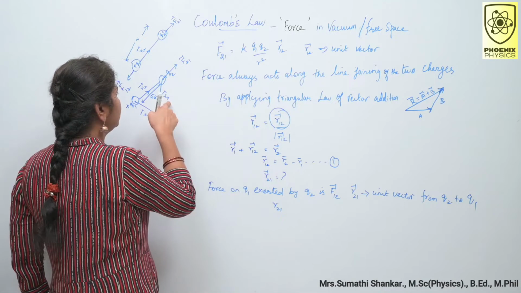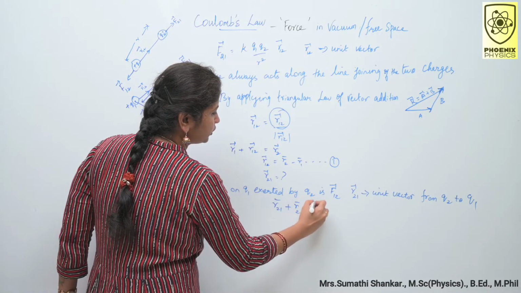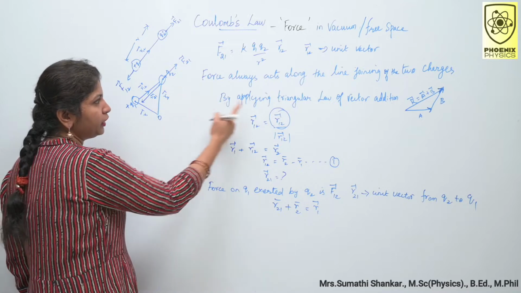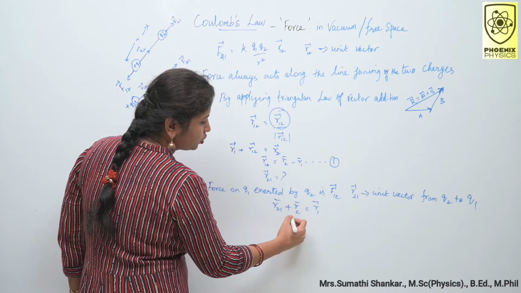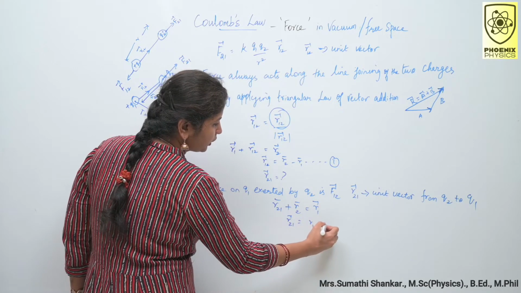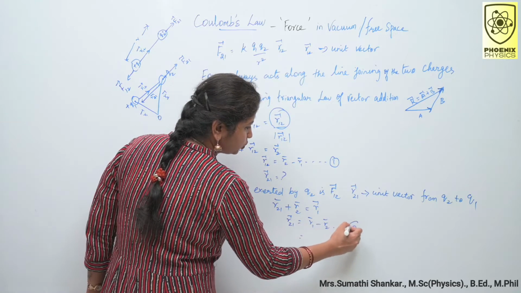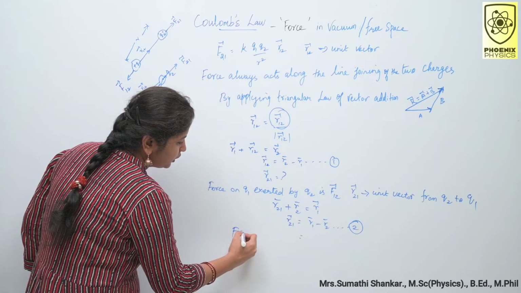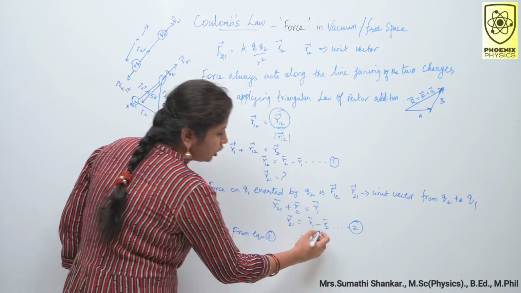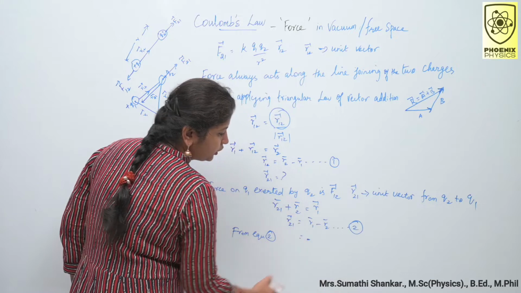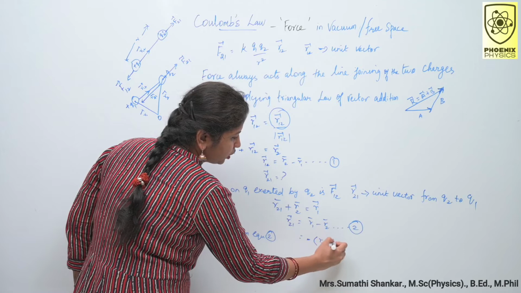Here also I want to find out the r21 vector by applying the triangular law of vector addition. r21 plus r2 is equal to r1 vector, by applying the triangular law of vector addition. Now I want to find out r21. r21 vector is equal to r1 minus r2 vector. So this is equation 2. From equation 2, take minus outside: minus of r2 minus r1.